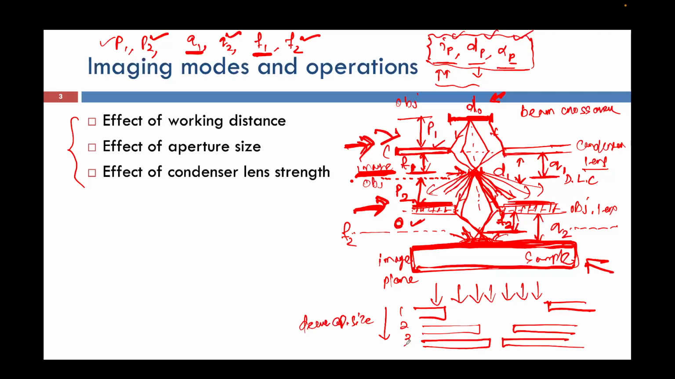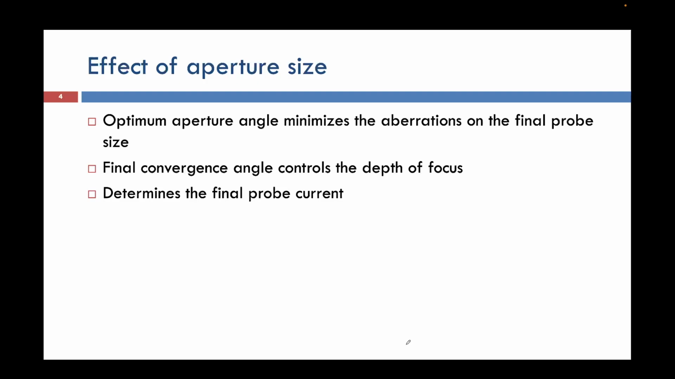And since fewer electron beams are falling on my sample, it will control my image depth of focus. That is the idea of having a big aperture and a small aperture, right? So that is how we have to select an aperture which will give you the optimum angle, because this aperture will decide the final probe current, how much electron beam it is allowing to pass through. This aperture we generally put in the place of the objective lens.